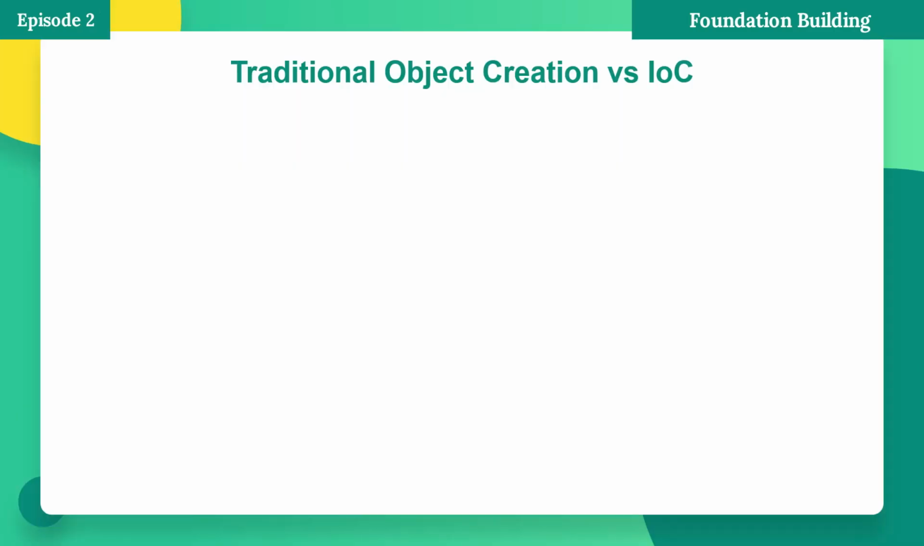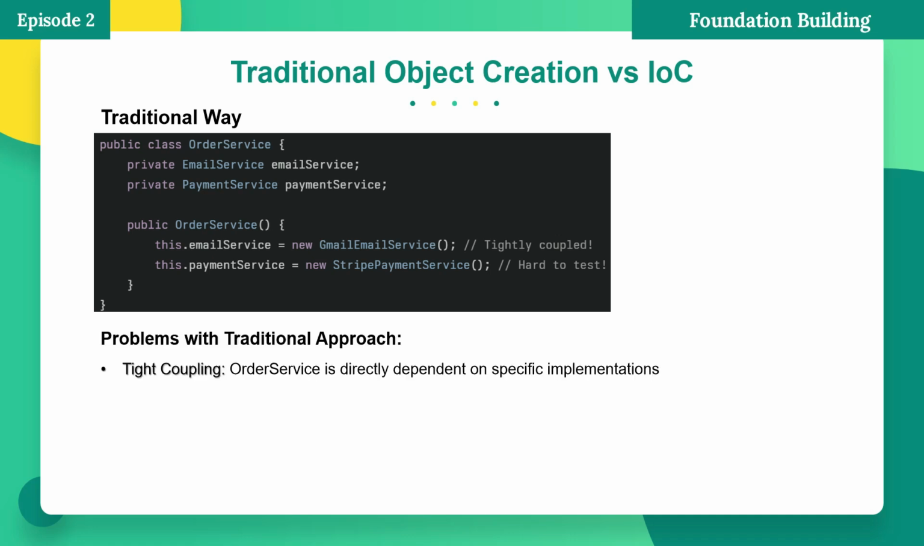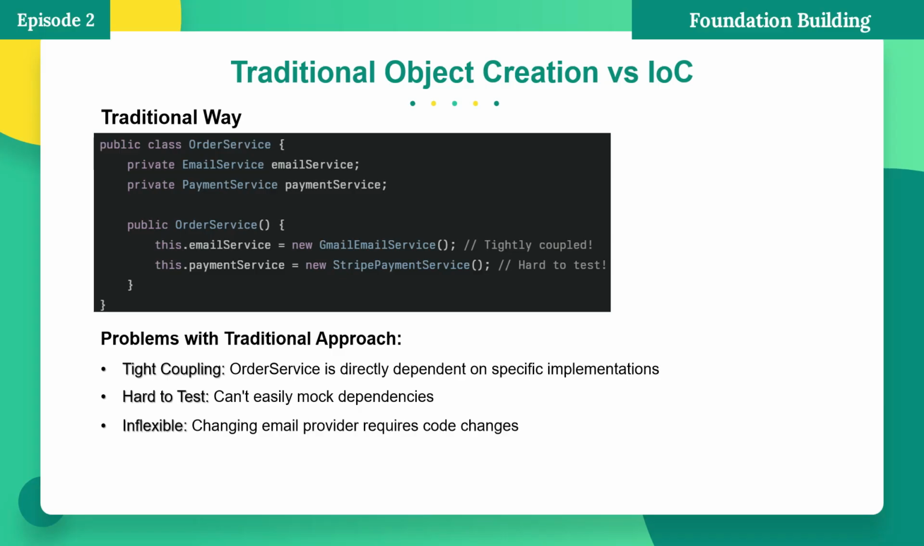So let's look at the traditional object creation versus IoC. This is an example of the traditional way where you have your fields, your services declared, and then in the constructor, you instantiate them. Now, this way of doing it has problems. One of the problems is tight coupling. The service is directly dependent on specific implementations. Then it is hard to test. You cannot easily mock the dependencies. Then it is inflexible. Changing the email provider in our case here requires code changes. Then there's violation of single responsibility. The class creates and uses the objects.